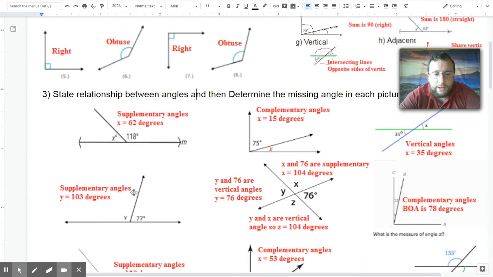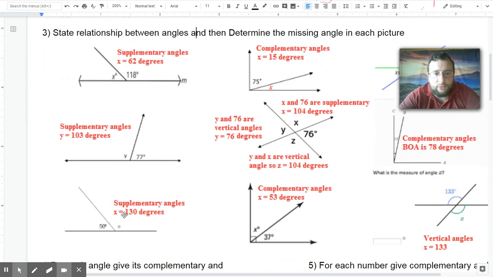Likewise, supplementary angles on this one. So 180 minus the 77 you have gives you 103. So that was another example of that. Here's another one with supplementary angles. So that was 180 minus the 50 you have, which gives you 130 degrees for the angle that's missing.